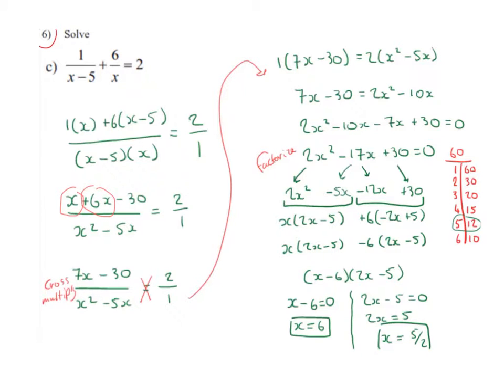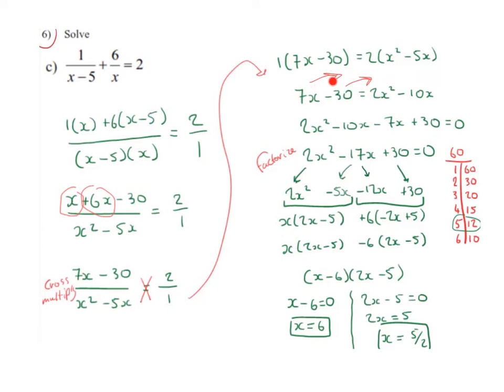So we multiply out our brackets. 1 by 7x is 7x, 1 by minus 30 is minus 30, equals 2 by x squared is 2x squared, 2 by minus 5x is minus 10x. So now we have to bring everything over the same side, and it's very important that we keep our x squared as a positive. So we're going to keep the 2x squared and the minus 10x where it is, and we're going to bring over the minus 30 and the 7x. And when you bring something over the equal sign, it changes sign.